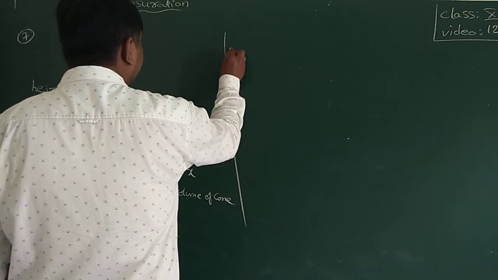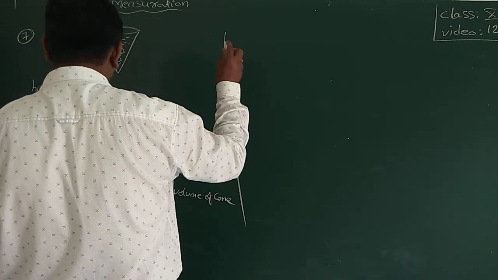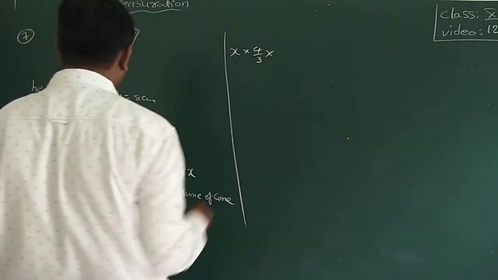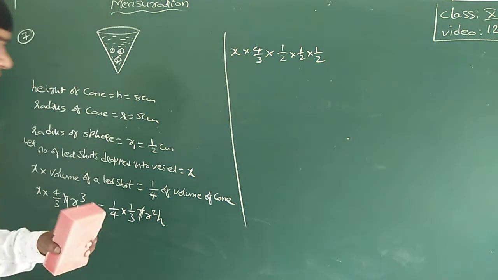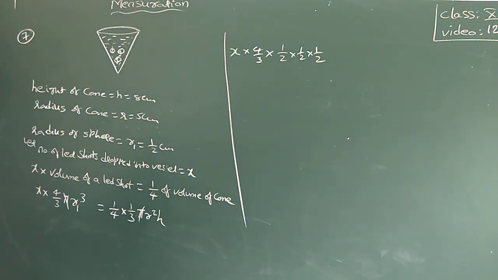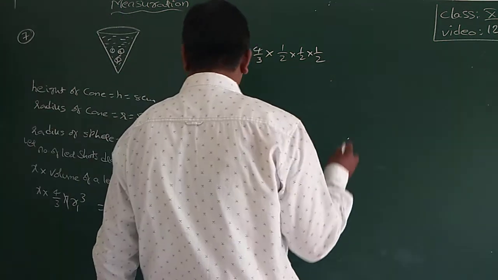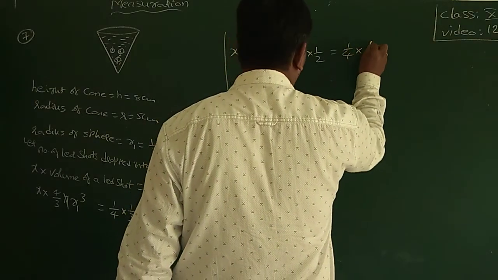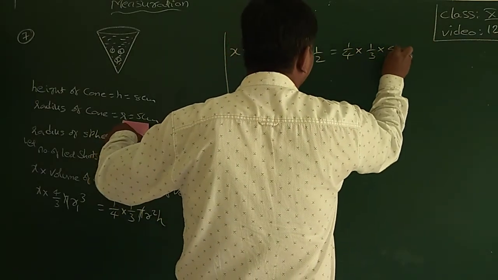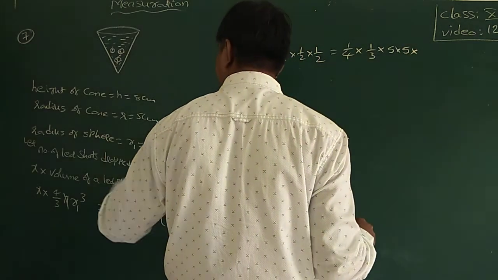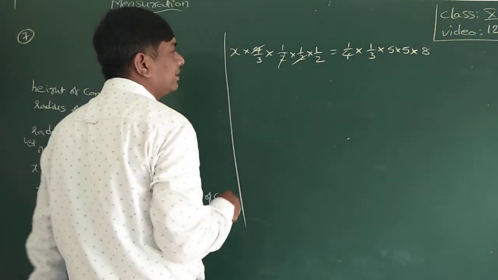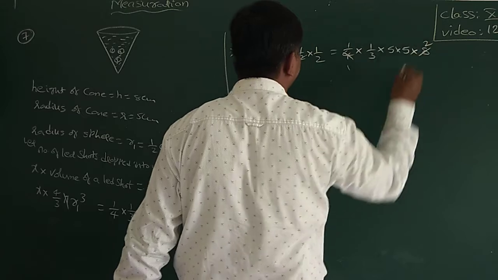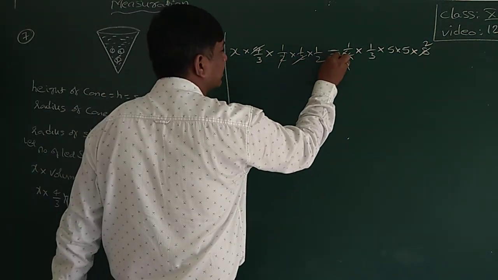So now x into 4 by 3 into r1 cubed, which is 1 by 2 into 1 by 2 into 1 by 2, is equal to 1 by 4 into 1 by 3 into, here r value is 5 into 5 into the height of the cone, which is equal to 8. 4 ones, 4 twos we can cancel it. 3 you can cancel.